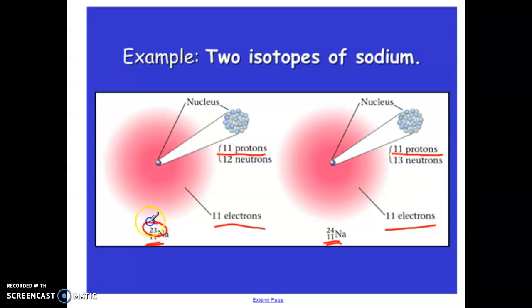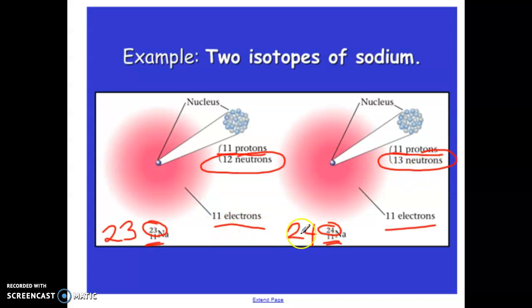Now, this sodium has a mass of 23. This sodium has a mass of 24. So 23 minus 11 means we have 12 neutrons in this atom on the left. 24 minus 11 is 13 neutrons. So the atom on the left is slightly lighter in comparison to the atom on the right.